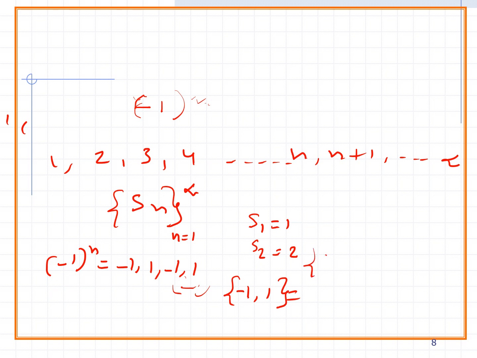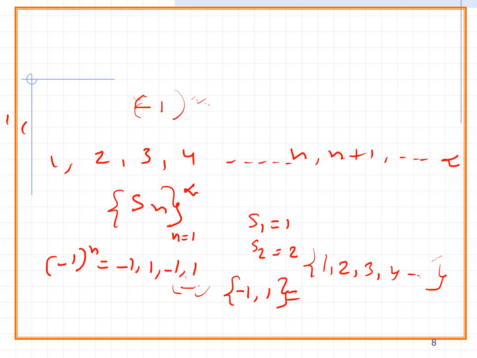For example, 1, 2, 3, 4, and so on. In this sequence, what is the range? How can we say the range? Combining all these terms is called the range. And here the range is 1, 2, 3, 4, and so on.